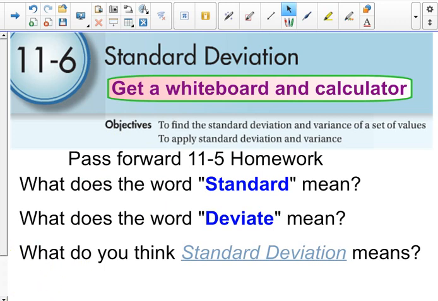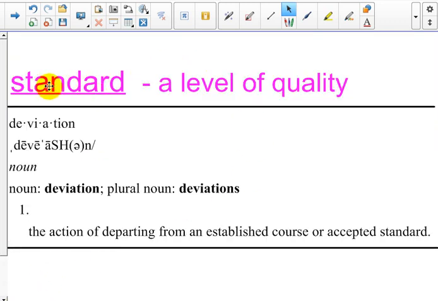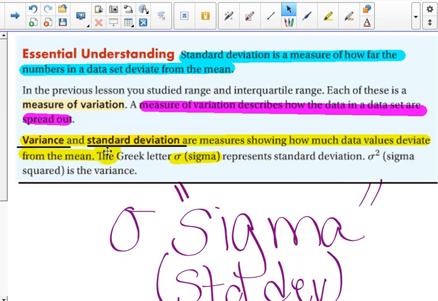So let's look at some formal definitions. Standard in definition is just a level of quality. And then deviation, I've copied this. It's the act of departing from an established course or accepted standard. So moving away from what your standard is. Okay. So that's going to bring us back to math in our lesson. Standard deviation is a measure of how far the numbers in a data set deviate from the mean.